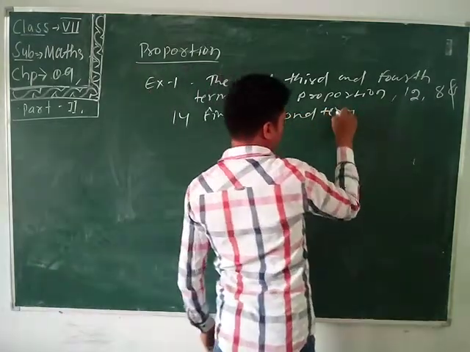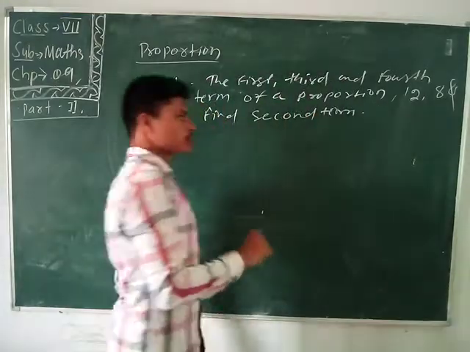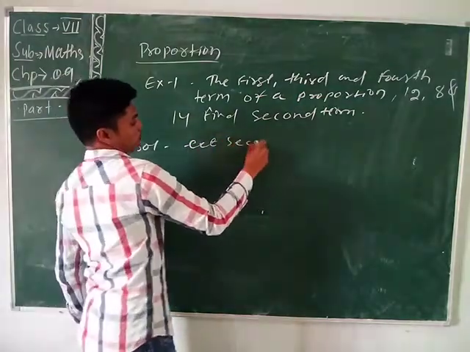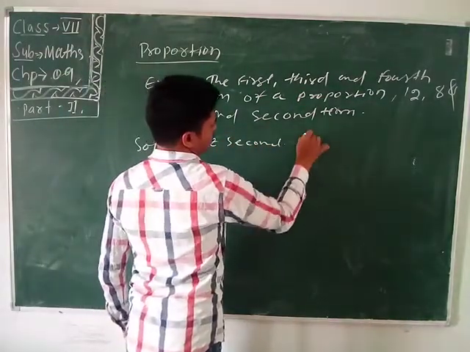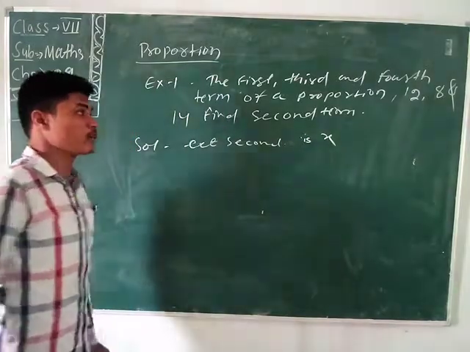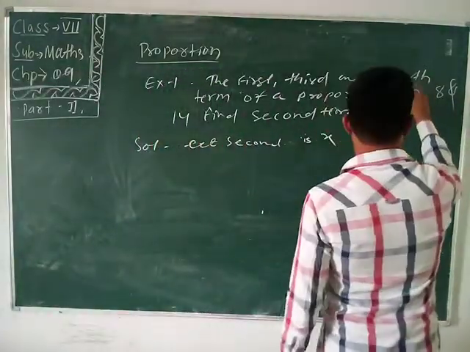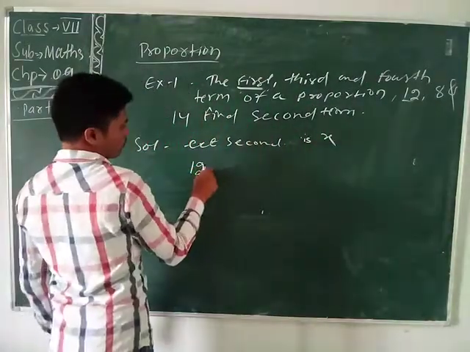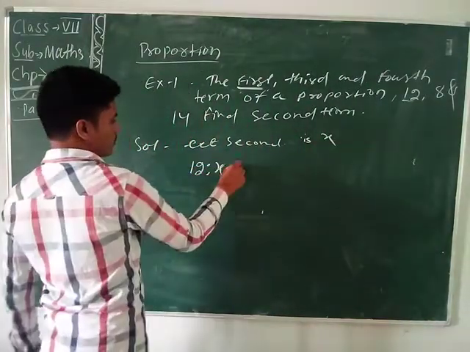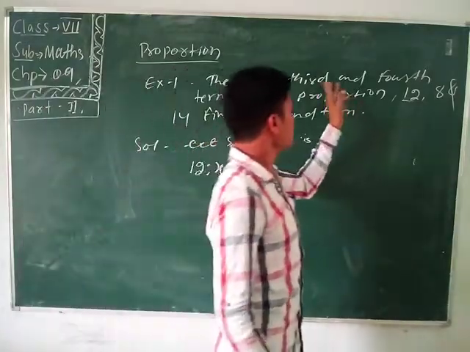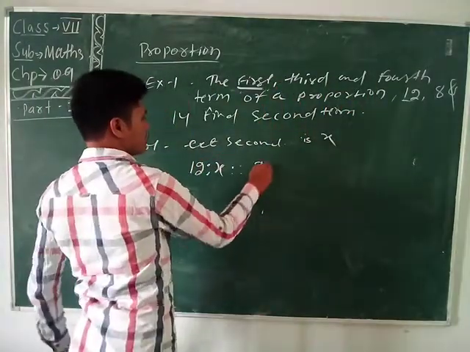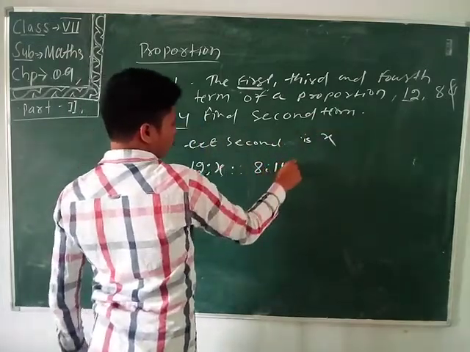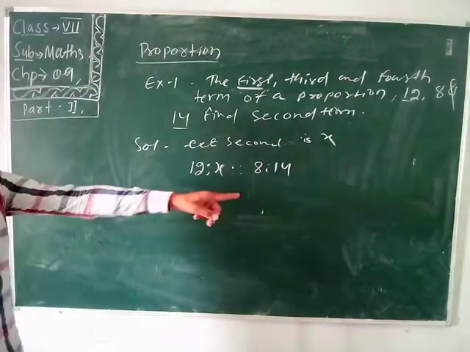How can we find the second term? We take a solution. First we let the second term be x. We know the first term, second term, and third term are given. The first is 12, then we write 12 is to x proportion to the third term and fourth term. The third term is 8 and the fourth is 14, so 8 is to 14.